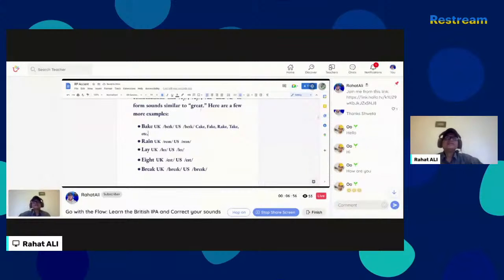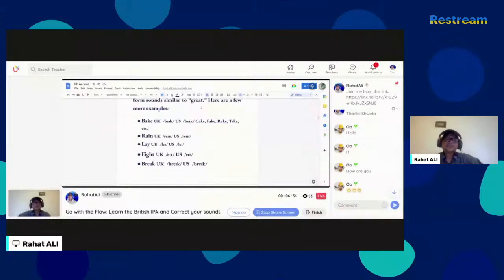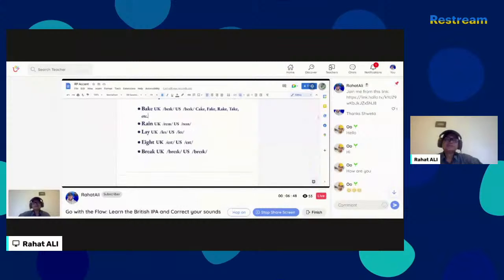Rain, lay, ate, break. Now from rain you can create other words like brain, train, strain, etc. From lay you can create other words like clay. I think that's the only word we can create.